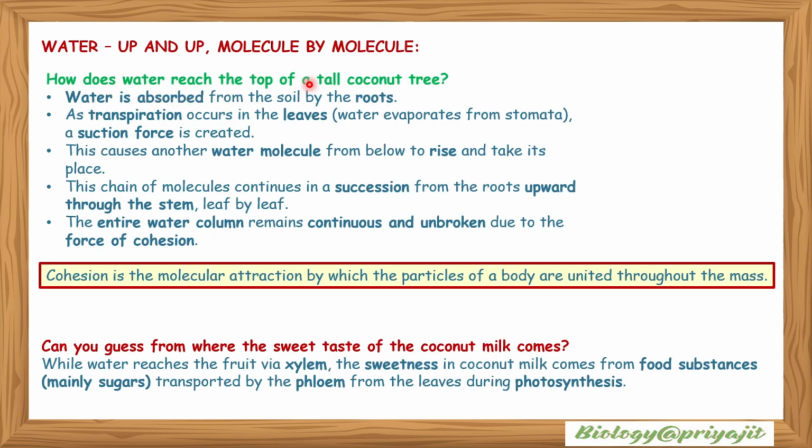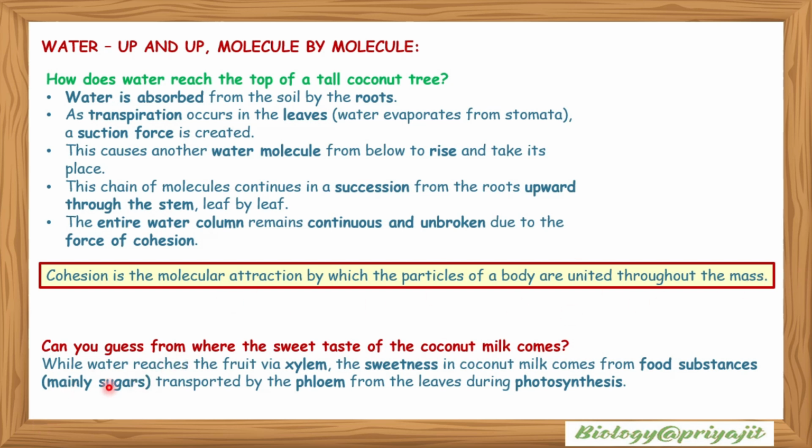How does water reach the top of a tall coconut tree? Water is absorbed from the soil by the roots as transpiration occurs in the leaves, that is, water evaporates from the stomata as a suction force is created. This causes another water molecule from below to rise and take its place, and this chain of molecules continues in succession from the roots upward through the stem and leaf by leaf. The entire water column remains continuous and unbroken due to the force of cohesion. Cohesion is the molecular attraction by which the particles of a body are united throughout the mass.